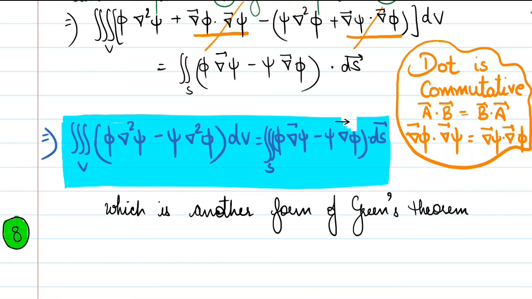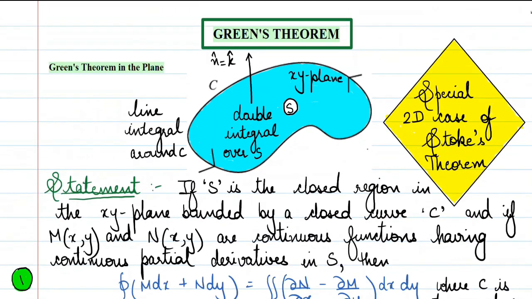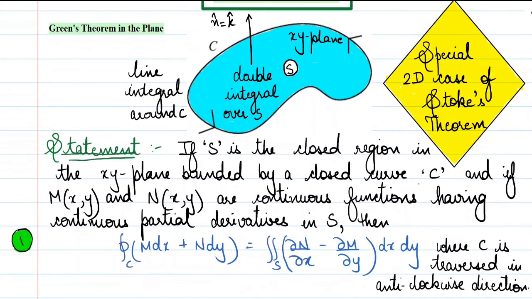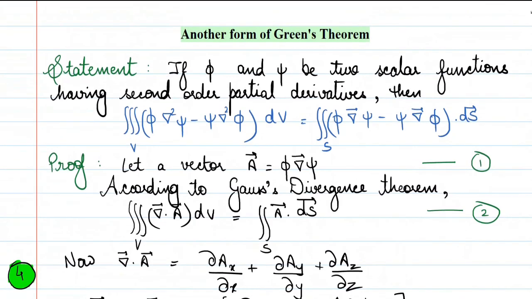So in this video we did Green's theorem and two forms of it. First was Green's theorem, also known as Green's theorem in the plane, and it relates line integral with the surface integral. And the other form that we did was relating the volume integral with the surface integral. Both have their own importance.